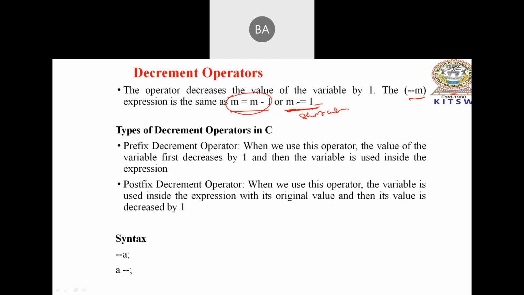So here also, based on minus minus, if you use it before the variable, it is called a pre-decrement. If you use it after the variable, it is called a post-decrement operator. So in both cases, the value of a is decremented by 1, but in the pre, first it will decrement the value of a and the new value is used in the expression evaluation. Post means first the current value of a is used in the expression. After the expression evaluation is over, the decrementation of a takes place.